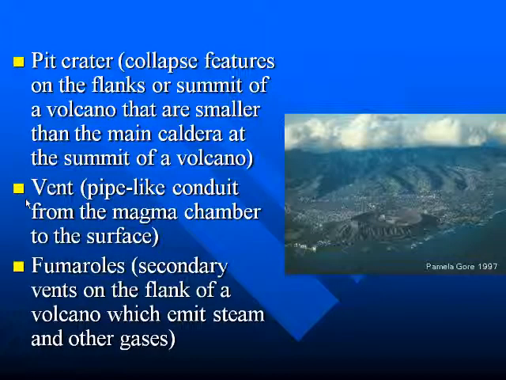The pit crater is a collapse on the flank or the summit. It's smaller than the main caldera. The vent is the conduit, the area where the magma moves from inside the earth up to the surface. And fumaroles are secondary vents on the flanks. They emit steam and other gases.